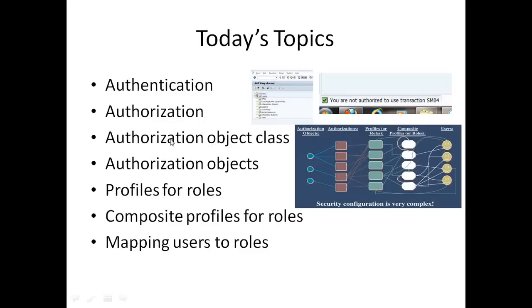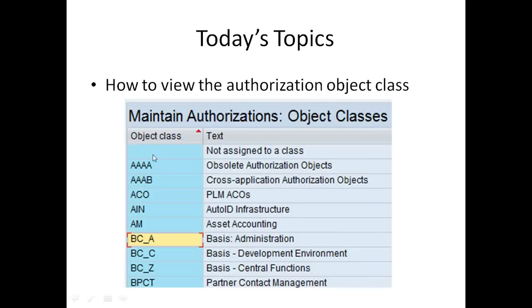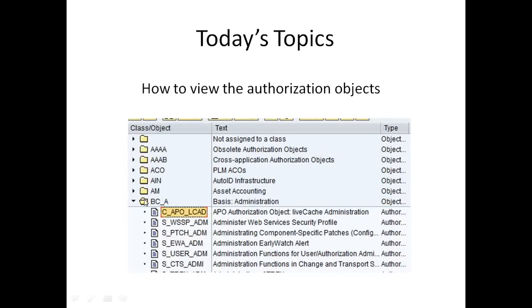Then I said authorization object class. So we have object classes. Anything starting with BC are related to basis administration. So likewise, we have for finance, we have for procurement, we have for SD, like authorization object classes. Then under the object class, we have the authorization objects. So under this class, we have the authorization objects. So we will talk about that a little, okay?